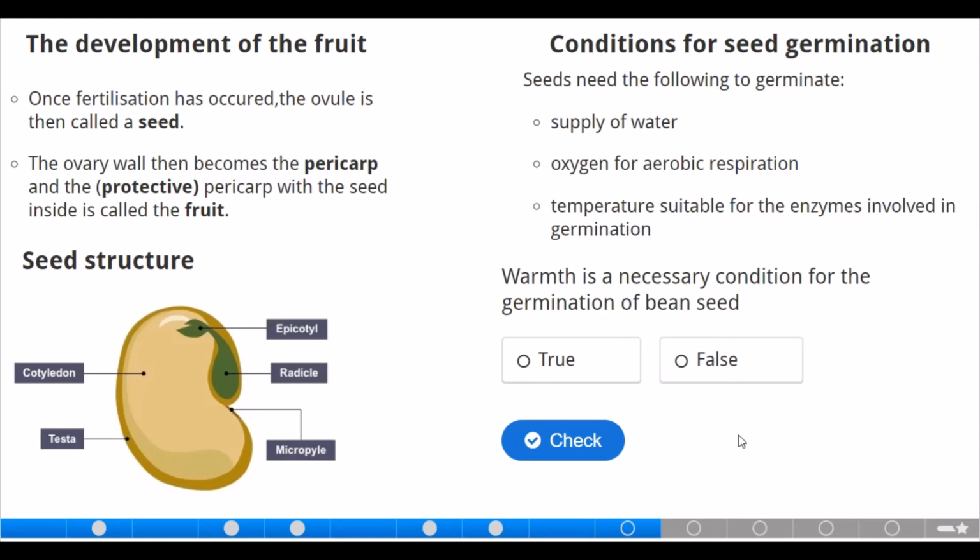A seed structure. This picture here is showing us a seed structure. I have the epicotyl, the radicle, micropyle, cotyledon, and testa. These are parts of a seed.